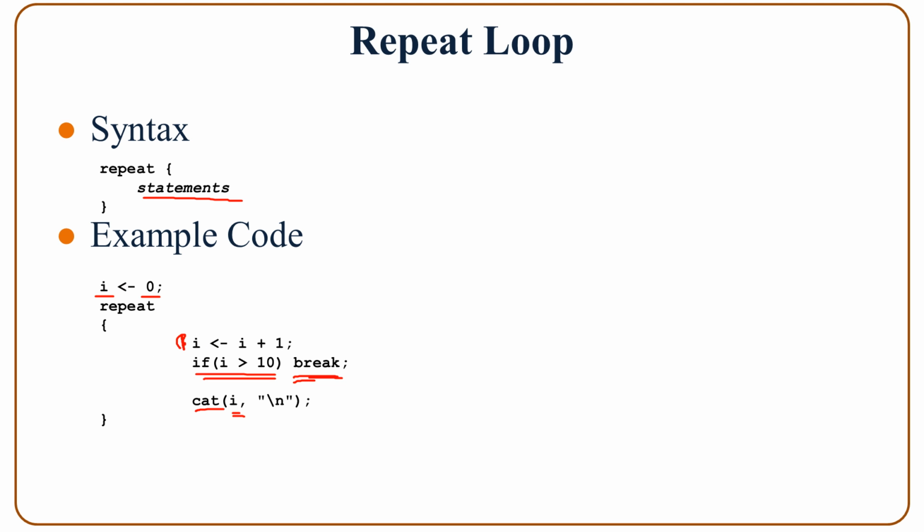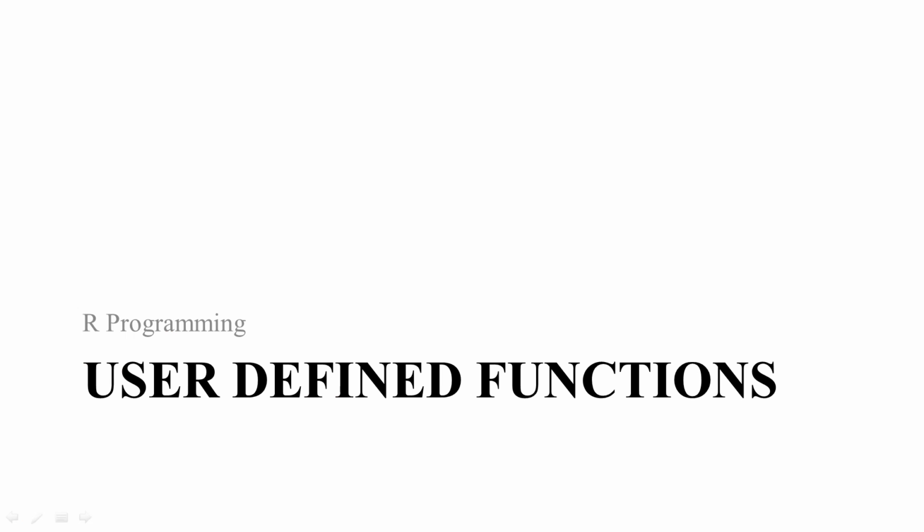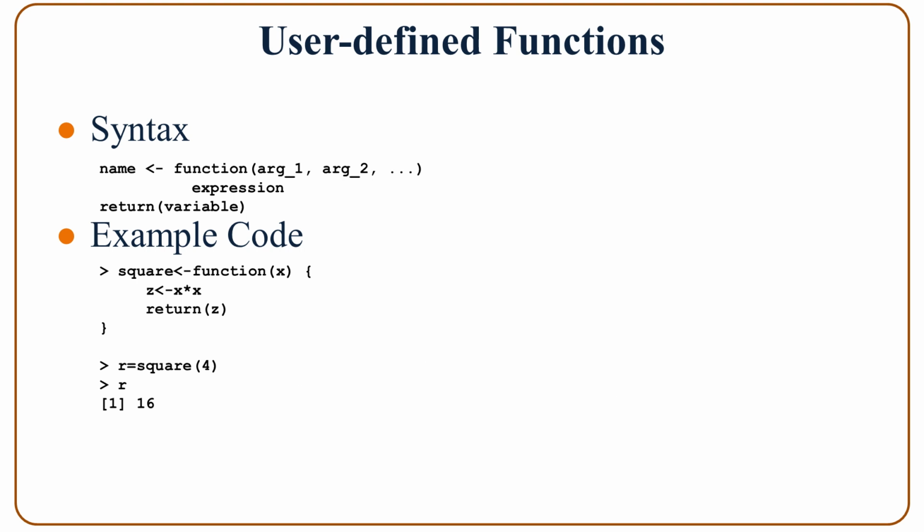And next we talk about how you can write your own function in R. This is the syntax of a user-defined function. You go with the name of the function first, and on the other side of the arrow, write function and the list of arguments that you want to pass to the function, and then the expression, and the returned result.